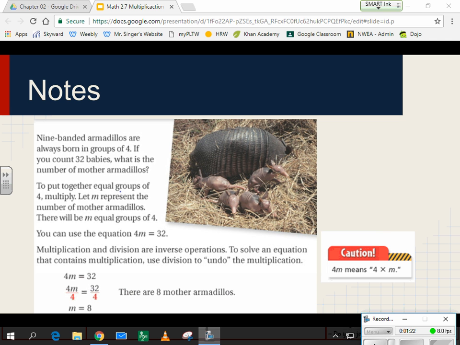Now, a lot of you probably already recognize from the problem that if I divide, I can get the answer. That is correct. So with 4 times M equaling 32, the inverse of multiplying is to divide. So you divide the whole coefficient and variable by 4, and now all you're left with is just the variable M. 4 goes into 32 8 times. That's what we're going to work on today. Let's look at some practice problems that we can do together.